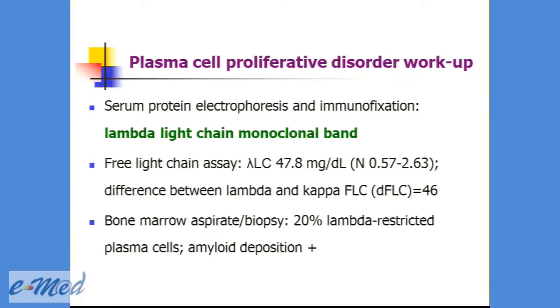On his aspirate and biopsy, we have seen 20% lambda-restricted plasma cells, which is a bit higher. Usually, amyloid patients have around 7%, so it actually puts him in the myeloma category. We can also note an amyloid deposition in his bone marrow.